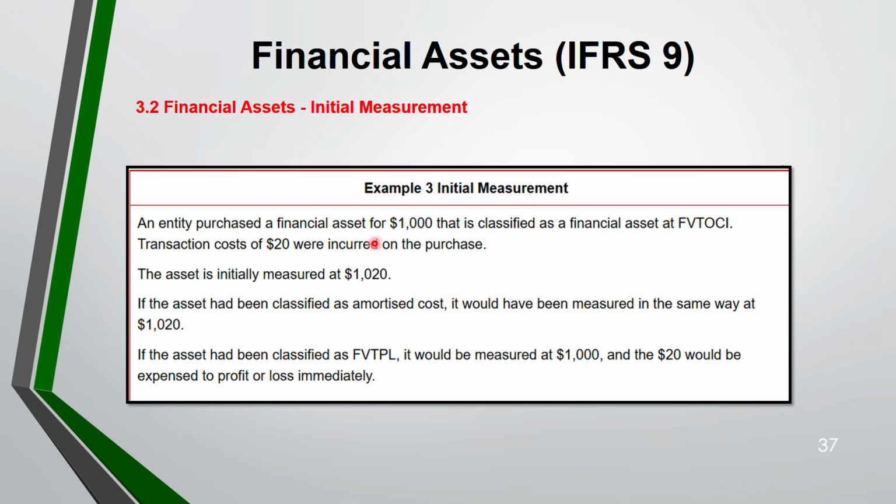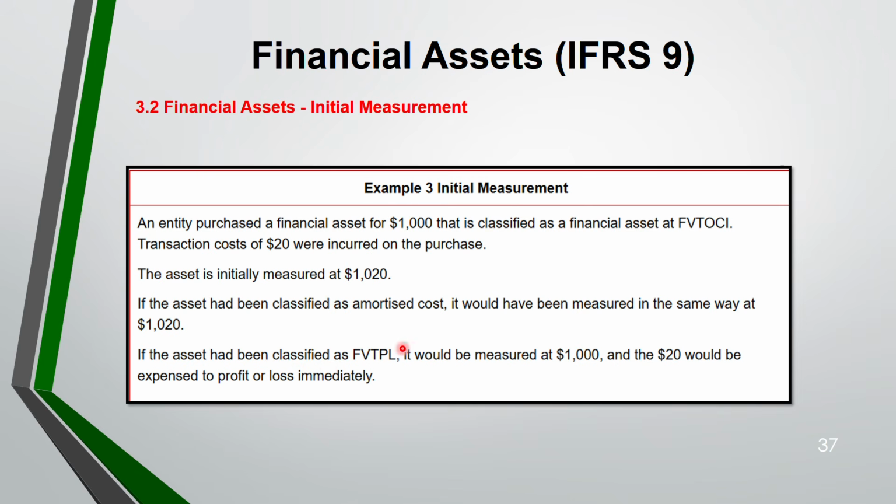Entity has purchased a financial asset for 1000 and they are classifying it at OCI. Transaction cost is 20. So this transaction cost also you will add with this purchase amount, which makes your asset initially 1020. If the asset was classified at amortized cost, still it would be 1020 only. Asset would be measured this way. But if your asset is classified at P&L, then your asset would be 1000, but this 20 you will recognize as an expense in P&L immediately.